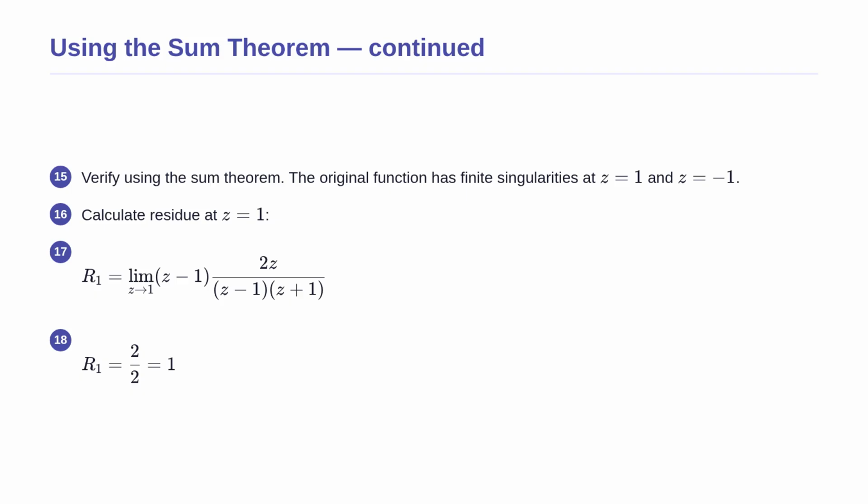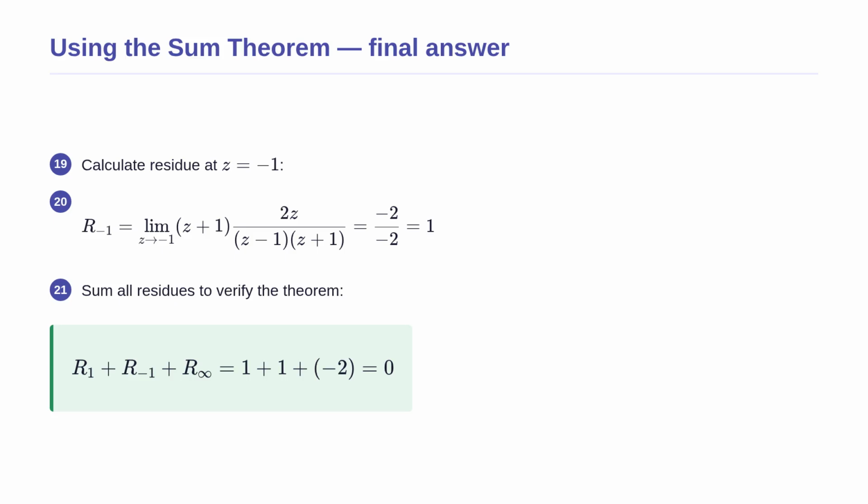Now, we must check the second one. We repeat the exact same limit process for the second finite singularity at negative 1. The terms cancel again, and plugging in negative 1 gives us negative 2 divided by negative 2, which is also exactly 1. We now have all the pieces needed to test our grand theorem.